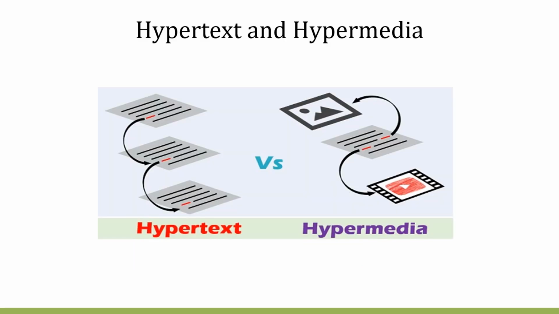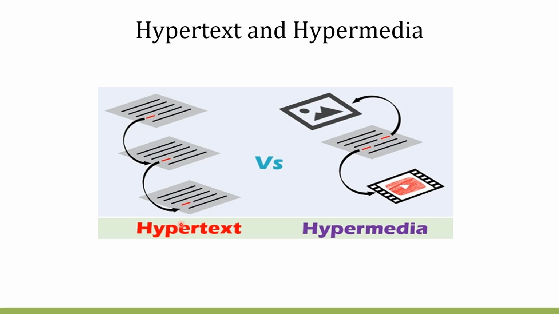Hypertext and hypermedia are key concepts related to how we navigate information on the web. Here is a breakdown of each term. Hypertext. Hypertext refers to text that contains links, called hyperlinks, to other pieces of text. This allows users to click on a word or phrase and be directed to another document or section of the current document. It creates a non-linear method of navigating text. Instead of reading documents sequentially, users can jump between related topics or documents.